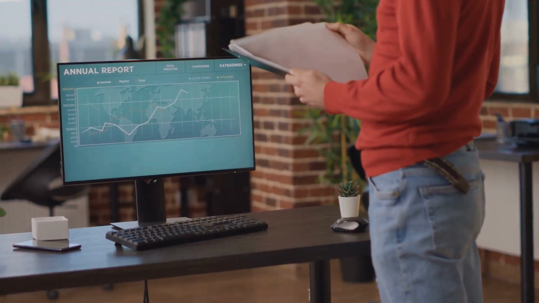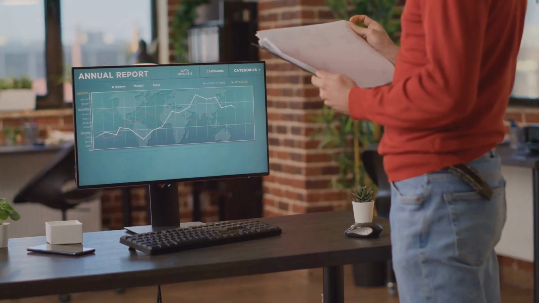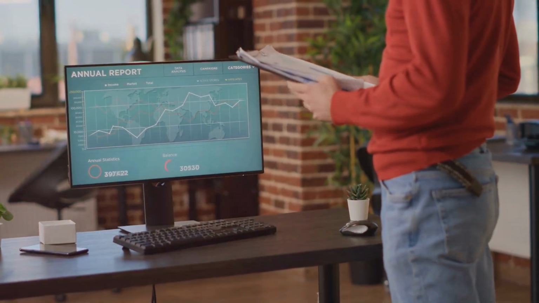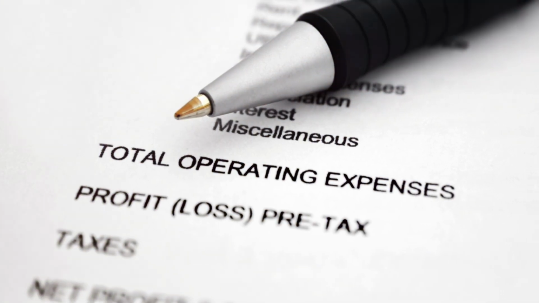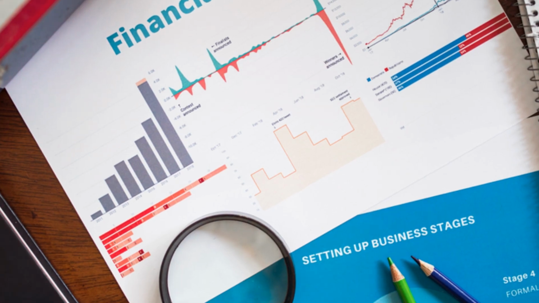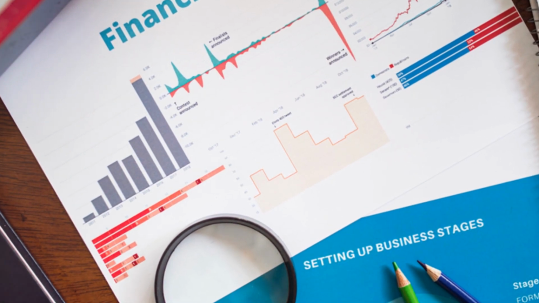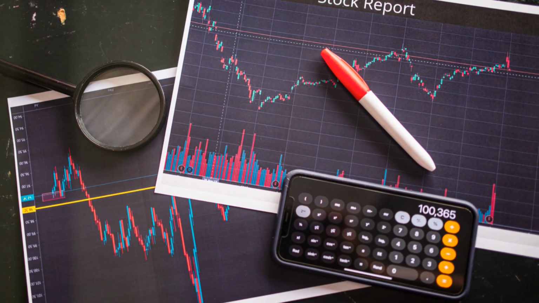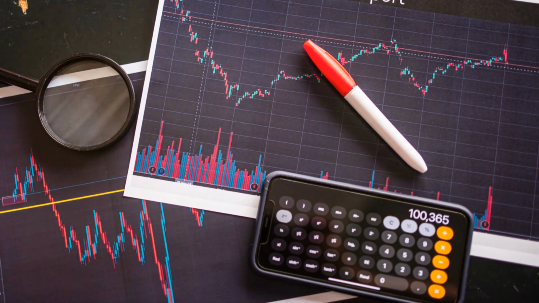Income statement. The income statement, also known as the profit and loss statement, shows the company's revenue and expenses over a period of time. It provides insights into profitability by showing net income, which is revenue minus expenses. Key sections include revenue or sales, cost of goods sold, COGS, gross profit, operating expenses like salaries and rent, operating income, non-operating income and expenses, and net income.